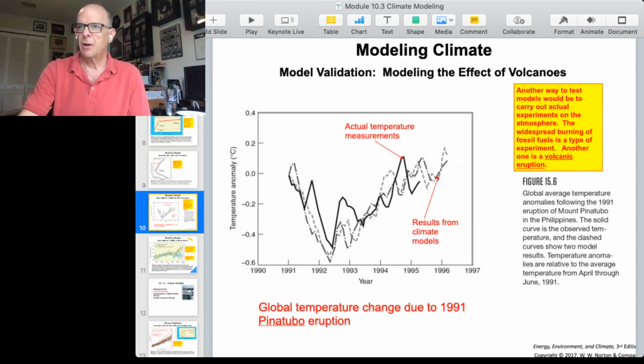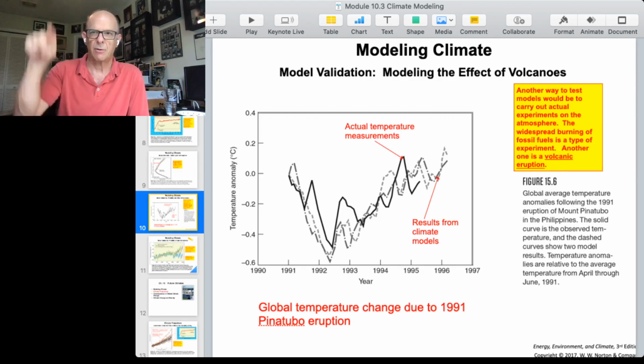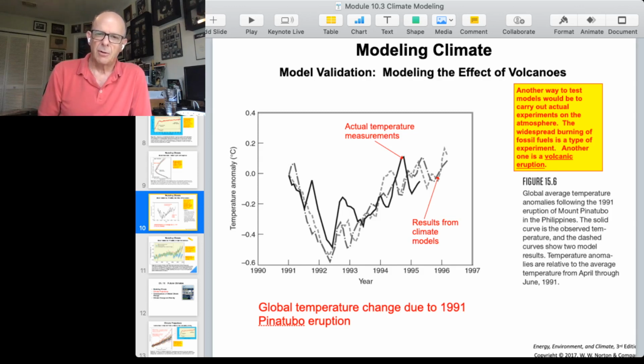Here's another example showing global temperature change. Now, the previous one was temperature at one instant as a function of altitude. This shows global temperature change over 5 years to model the effect of the Mount Pinatubo volcanic eruption, a large eruption in 1991. That put some material into the upper atmosphere that actually prevented some sunlight from reaching the surface and increased the cooling of the planet.